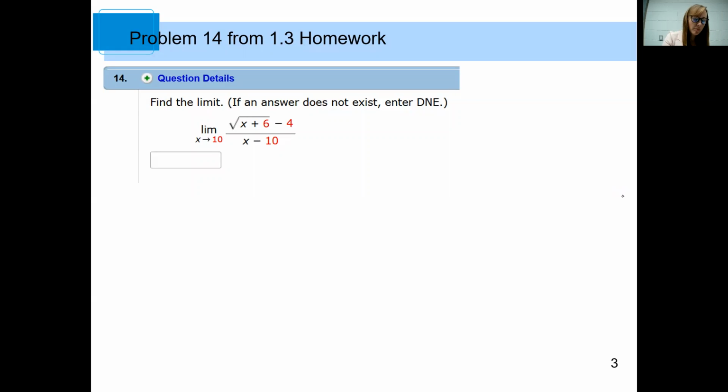Okay, we are looking at problem number 14 from section 1.3 homework. For this one, we're asked to find the limit.